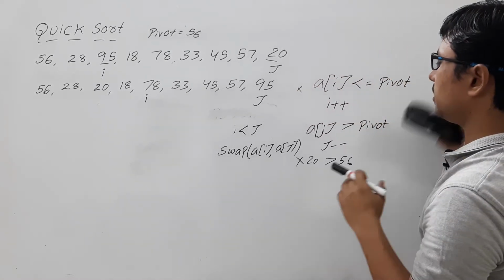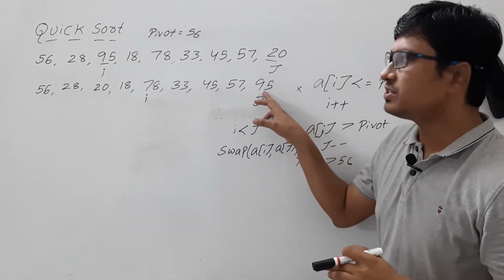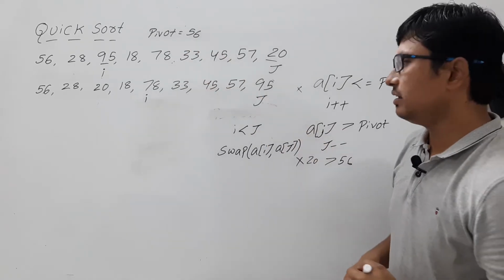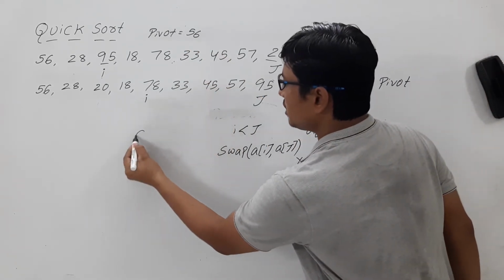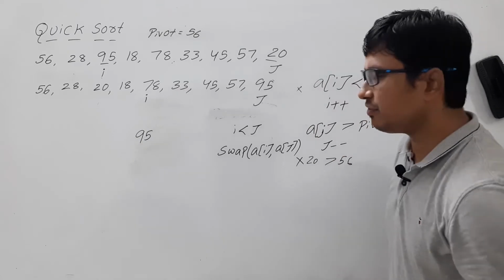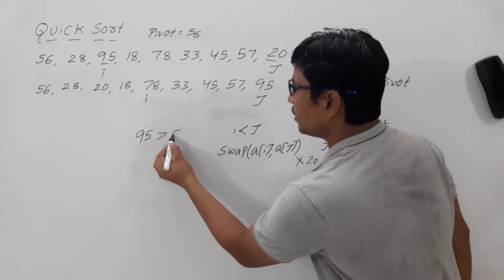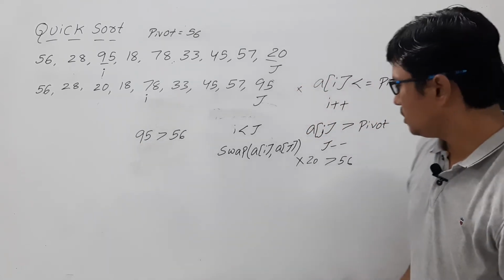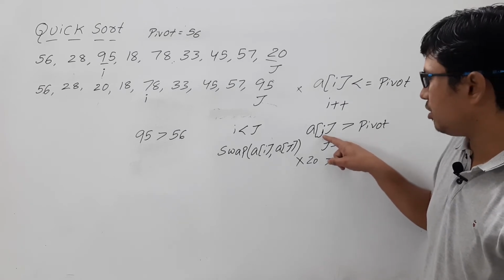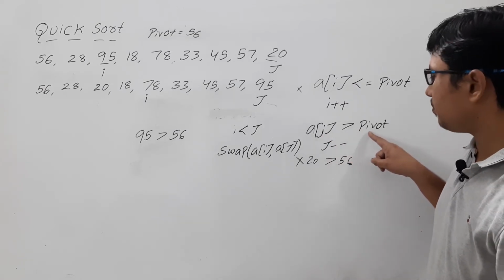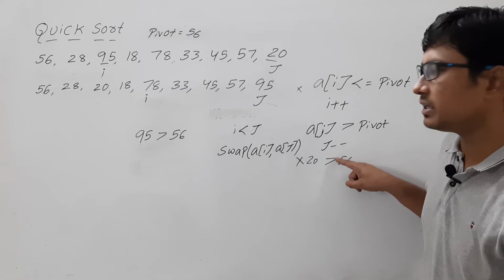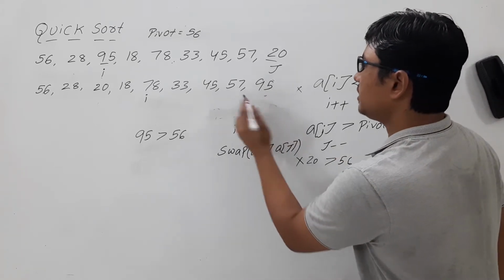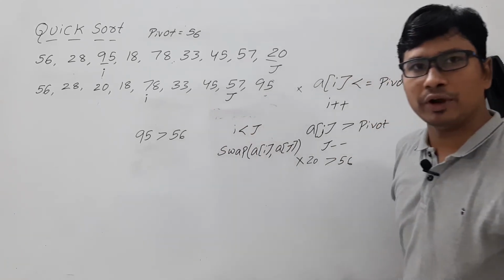Now we will look at A of j. Is A of j greater than the pivot element? See, the value in A of j is 95, which is greater than the pivot element 56. So this condition is satisfied. A of j is greater than the pivot element, so you need to decrement the j value. So I am decrementing the j value, and it will be pointing here.